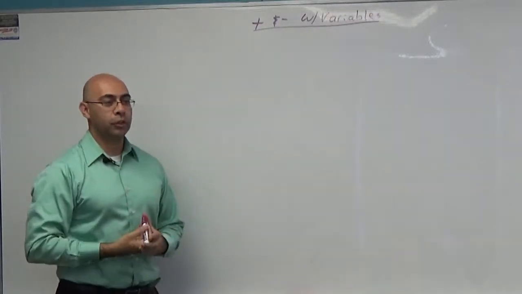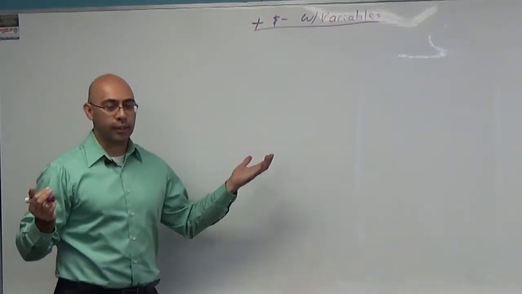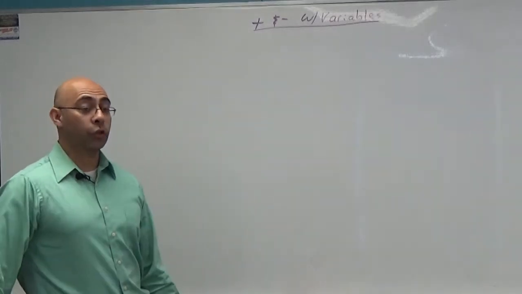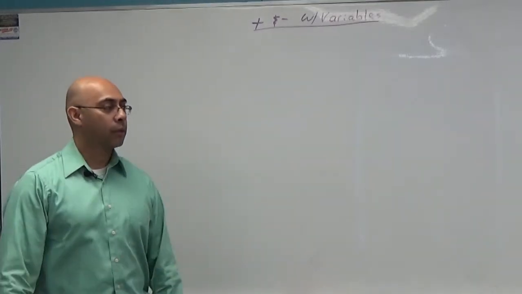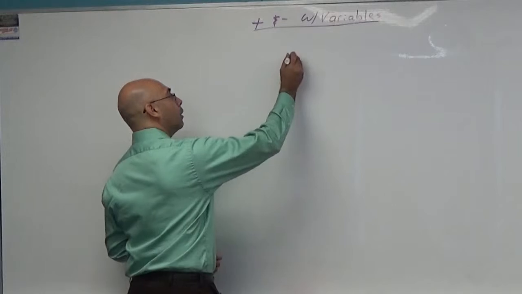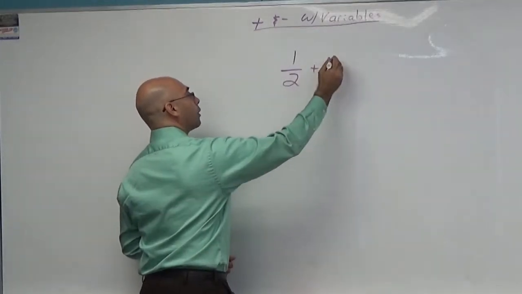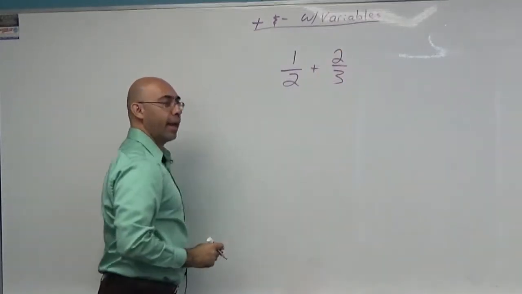And remember, a variable is just a number that you have no idea what it is. So you treat it just like a number. So let's just use regular numbers. 1/2 plus 2/3. How would I add this?